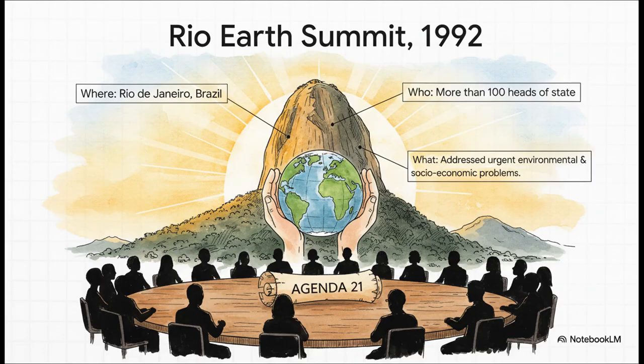And this wasn't just some abstract idea. It became a global mission. The Rio Earth Summit back in 1992 was a huge deal. World leaders came together and officially put sustainable development on the map. The key thing you have to remember from this is Agenda 21. That was the action plan for making sustainability a reality.